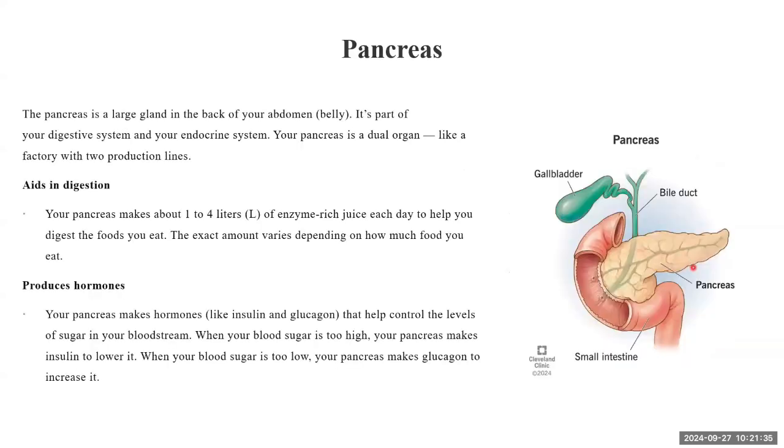One of the major glands of digestion is the pancreas. Basically, the pancreas produces two types of enzymes. One is lipase, one is amylase. These two types of enzymes are required to digest carbohydrates. And another function of the pancreas is to release glucagon and insulin. These are two very vital hormones of our body.